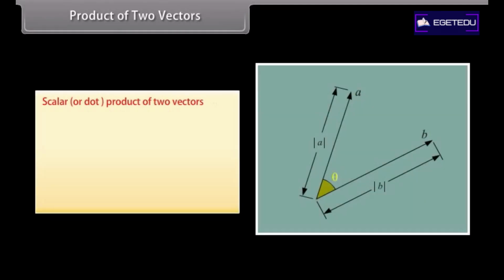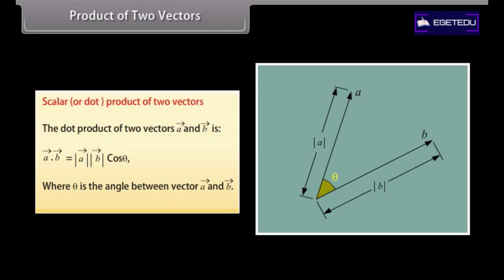Product of two vectors. Scalar or dot product of two vectors. The dot product of two vectors A and B is the magnitude of A times the magnitude of B, multiplied by the cosine of the angle between A and B, where theta is the angle between vectors A and B.